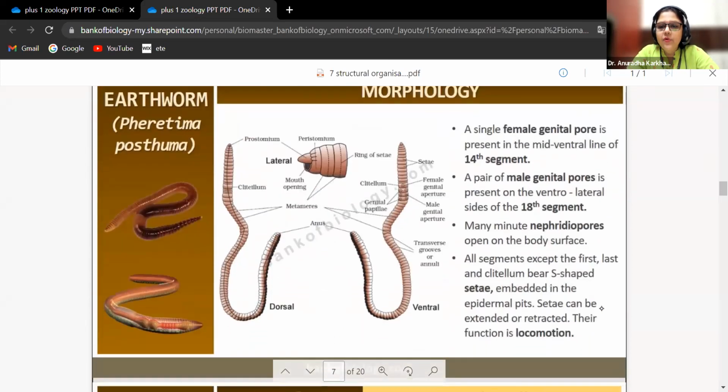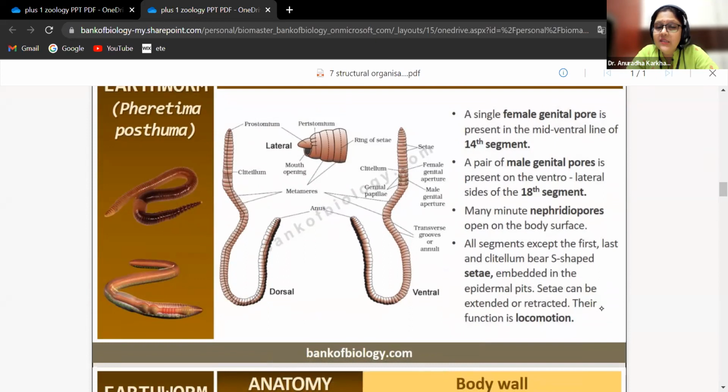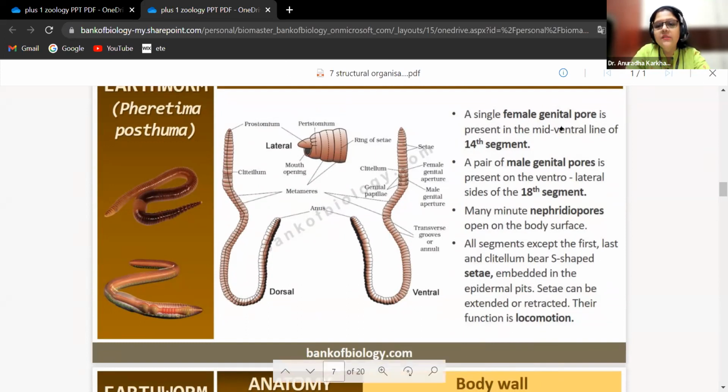A single female genital pore is present in the mid ventral line of the 14th segment. Mid dorsal line जो था वो अपना black color का था. I'll tell you what they are for. The role of these apertures आएगा बाद में, बताऊंगी. Female genital pore is present in the mid ventral line of the 14th segment. ये dorsal side है, ये ventral side. तो यहाँ पर आपको दिख रहा है बेटा फीमेल जेनाइटल अपर्चर, यहाँ पर एक सिंगल पोर है, ये देखो. And this is the male genital apertures, 4 हैं. करेक्ट? राइट? Small pores please.